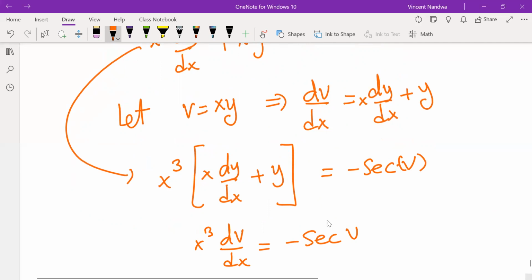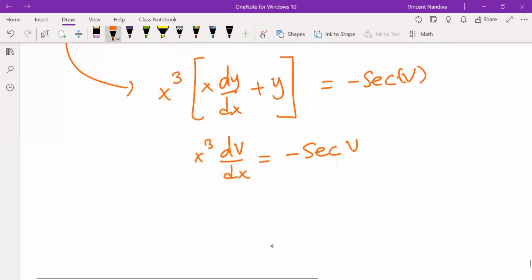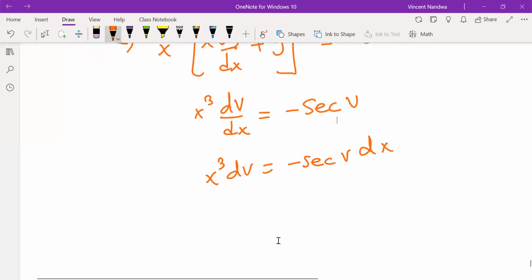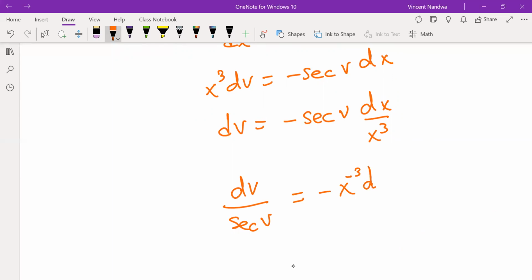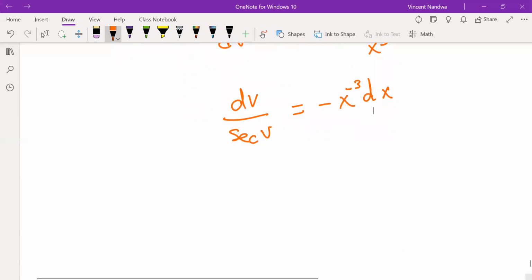So then we separate variables. Multiply through by dx. So x cubed dv equals negative sec v dx. Dividing through by x to the power 3, we have dv equals negative sec v dx over x to the power 3. Now dividing through by sec v, we have dv over sec v equals negative x to the power minus 3 dx. And 1 over sec is cos. So we have cos of v dv equals negative x to the power negative 3 dx.